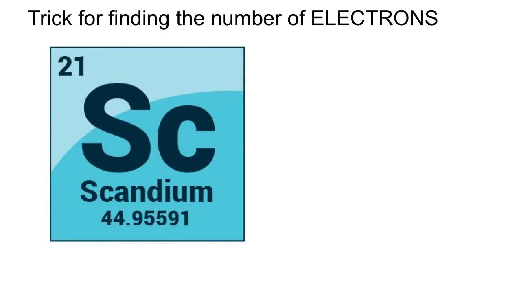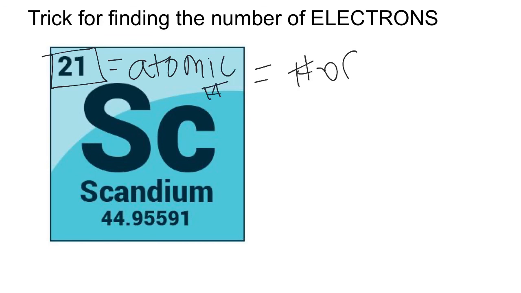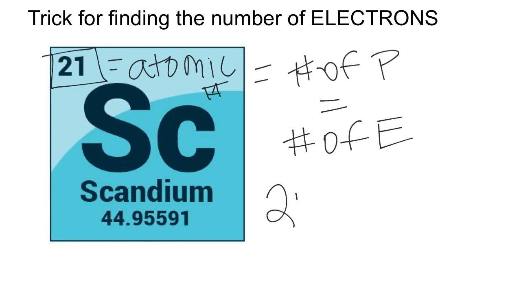Now, what about finding the number of electrons? This one's really tricky, so watch close. Remember again, this number up here, this is your atomic number. This is equal to the number of protons. Your number of electrons is equal to your number of protons. So whatever your atomic number is, right? 21 is the number of protons. That's also the number of electrons. That's how you find the number of electrons.